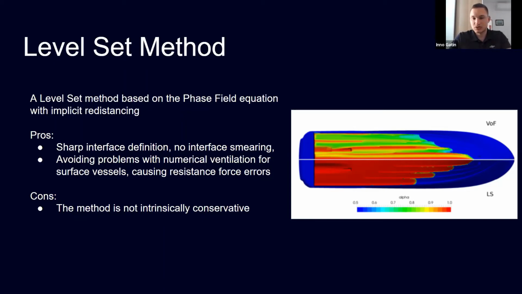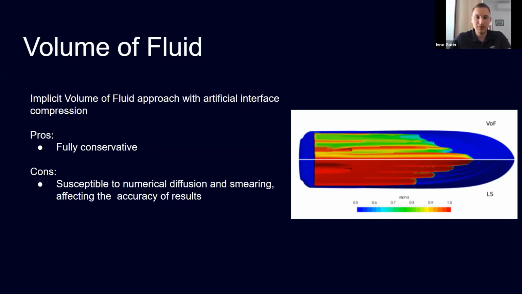Cons, well, the method is not conservative, so if you have violent free surface effects, you can lose or gain a considerable amount of volume, which is a problem. Volume of fluid, basically, is the opposite. The advantage is that it is fully conservative. But with volume of fluid, we always need to battle the numerical diffusion that tends to make our interface physically thick. As you can see on the top half of this image, the green area is where you have a mixture of air and water, which is not realistic.